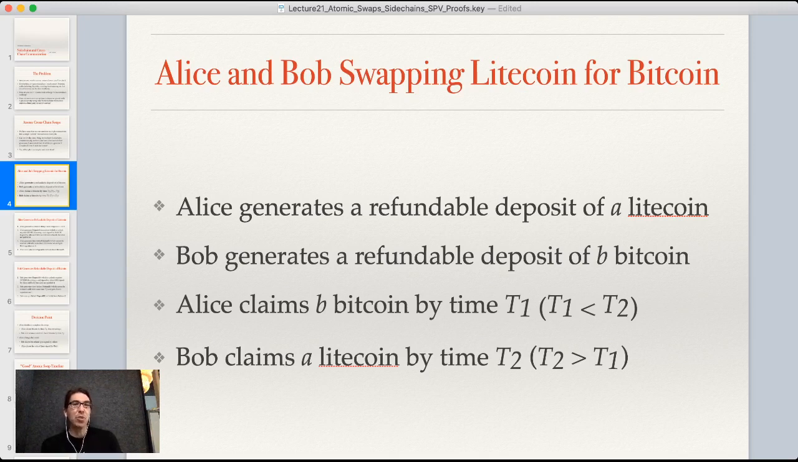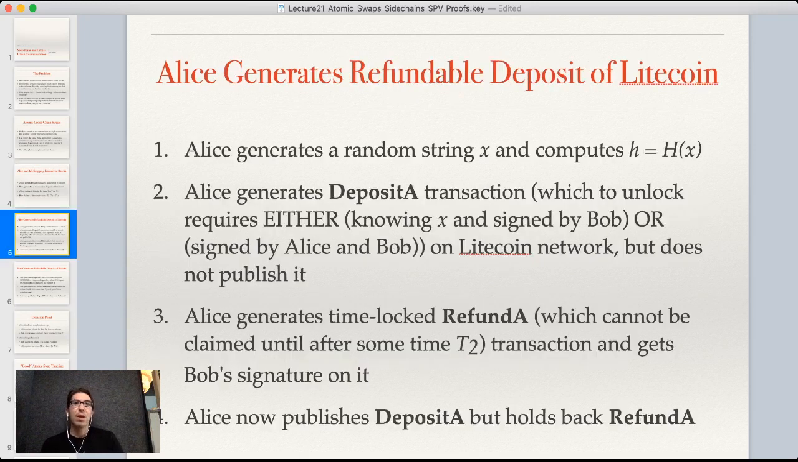So both Alice and Bob, to do an atomic swap, are going to have to generate a few different transactions. Here's how Alice is going to generate her refundable deposit of Litecoin. She generates some random string x and computes its hash. Remember, a hash is a one-way function. She then generates a transaction we'll call deposit A, and in order for this transaction to work, they're going to have to know the string x, which hashes to that value, and have this message signed by Bob, or signed by both of them, so they both agreed that it works. Think of it as almost like a 2 of 2 multisig. But she does not publish this deposit A transaction.